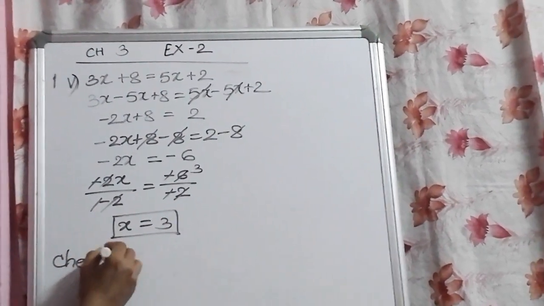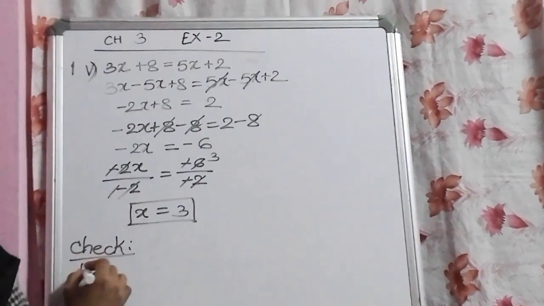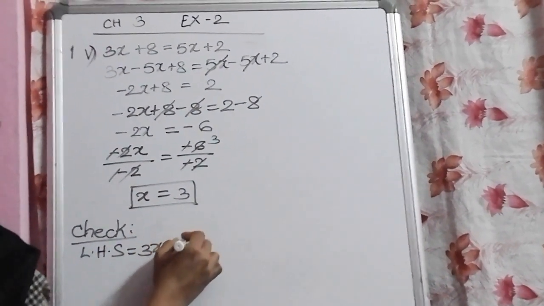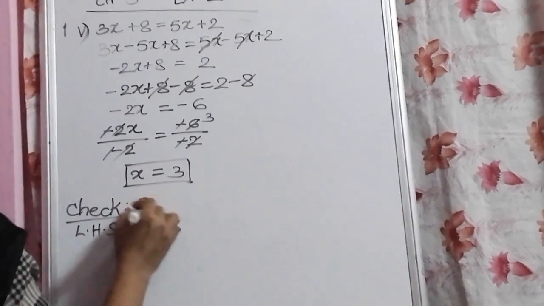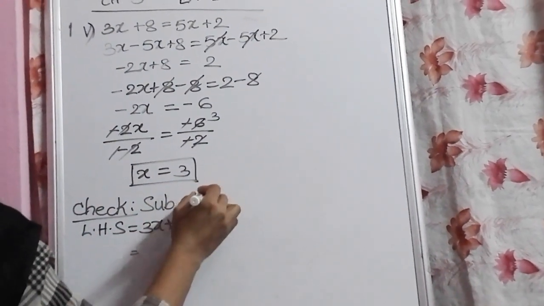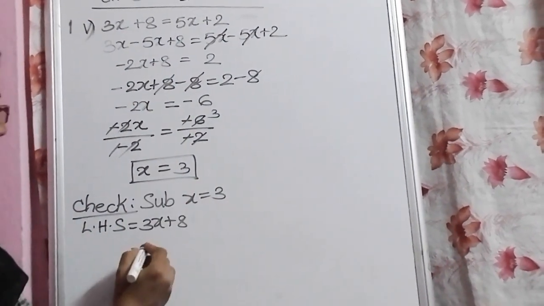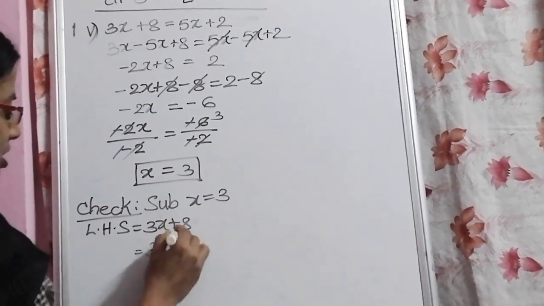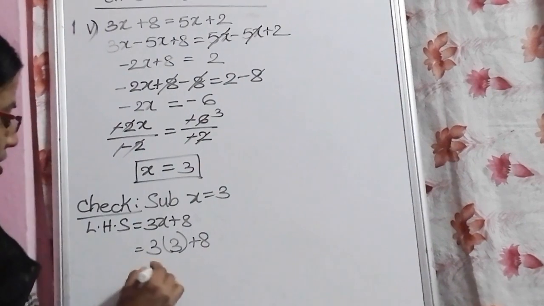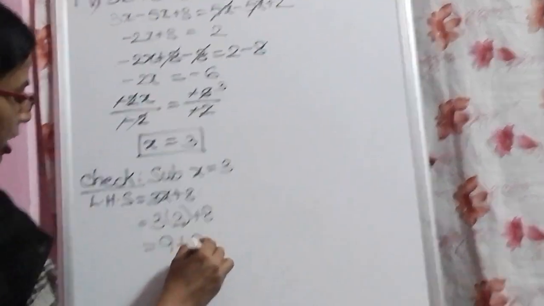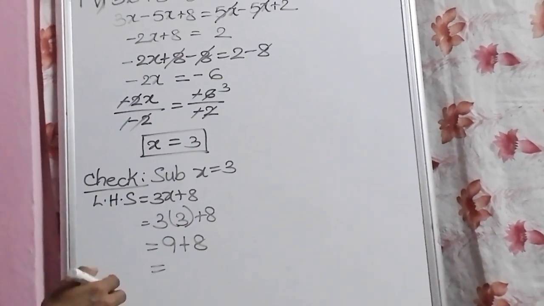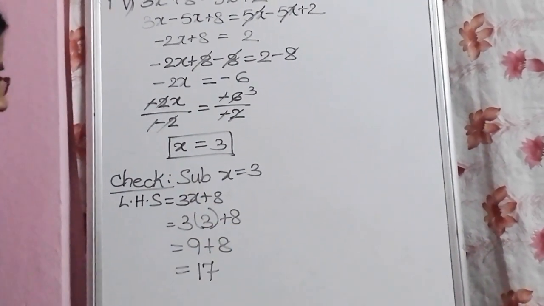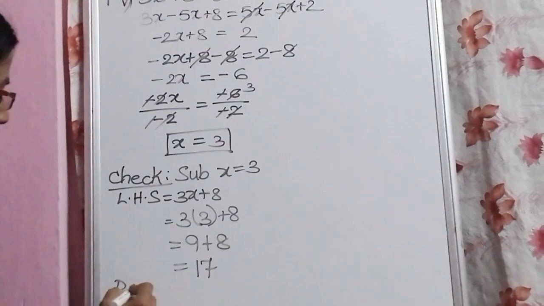Now let us check. Take the LHS side. LHS is 3x plus 8. So we are substituting x is equal to 3. Now instead of x you are going to write 3. 3 3s is how much? 3 3s are 9. 9 plus 8. 9 plus 8 is how much? 17. Now let us check the RHS side.